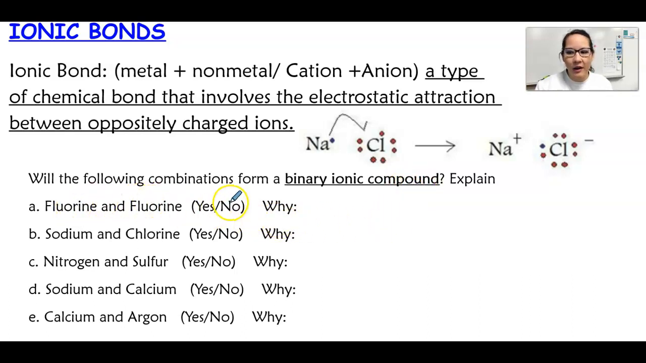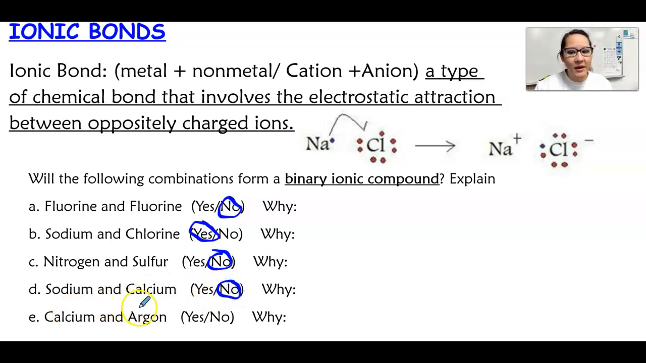Fluorine and fluorine? No, because it's two nonmetals. You have to have a metal plus a nonmetal. Sodium and chlorine? Yes, that's a metal and a nonmetal. Nitrogen and sulfur? No, two nonmetals. Sodium and calcium? No, two metals. Has to be a metal and a nonmetal.